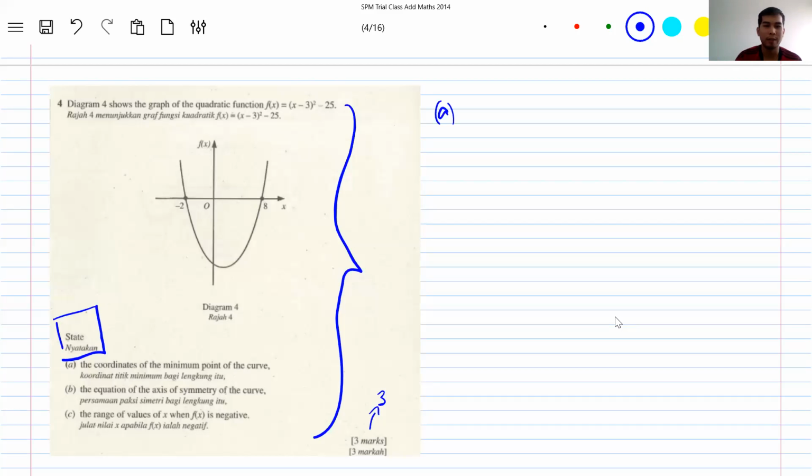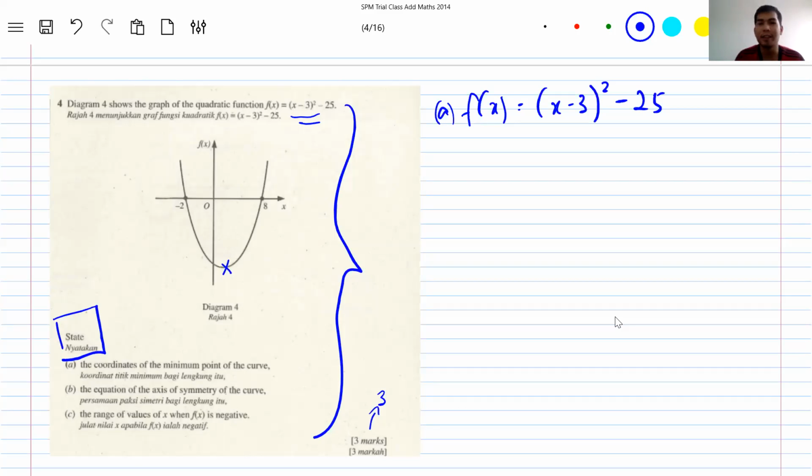Given this function, f(x) is equal to (x minus 3) squared minus 25. You would think, okay, to find the minimum, the keyword is minimum, I have to go to dy/dx and stuff like that. But then you realize doing all those takes up a lot of time. It should be as easy as just looking at the equation that's given. And in this case, it is true.